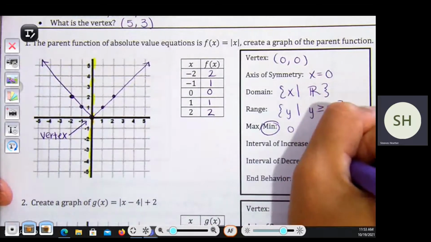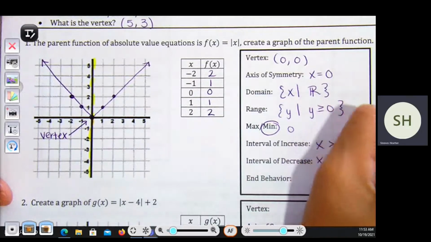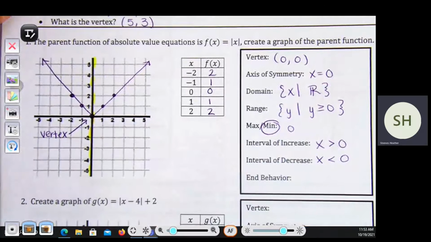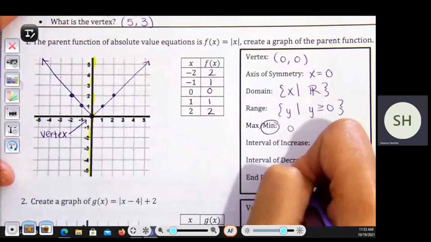Why is it not 1? Because at 0, it's not increasing or decreasing. It's neutral, that's the vertex, that's where it's turning. Oh, okay. End behavior, is it increasing or decreasing overall? Increasing.